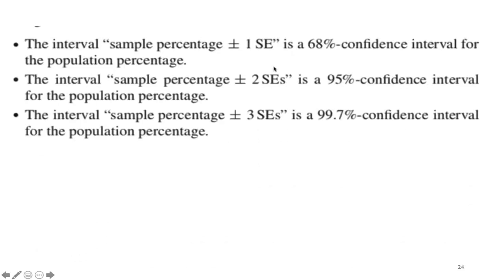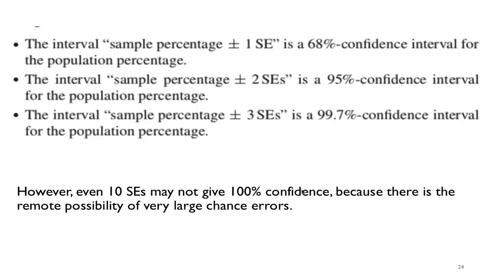So if we add only 1 SE, then we are 68% confident. If it's 2 SE, that's a 95% confidence interval. If it's 3 SE, then that's a 99.7% confidence interval. So of course, the bigger the interval, the more confident we are to catch that population percentage in that interval.